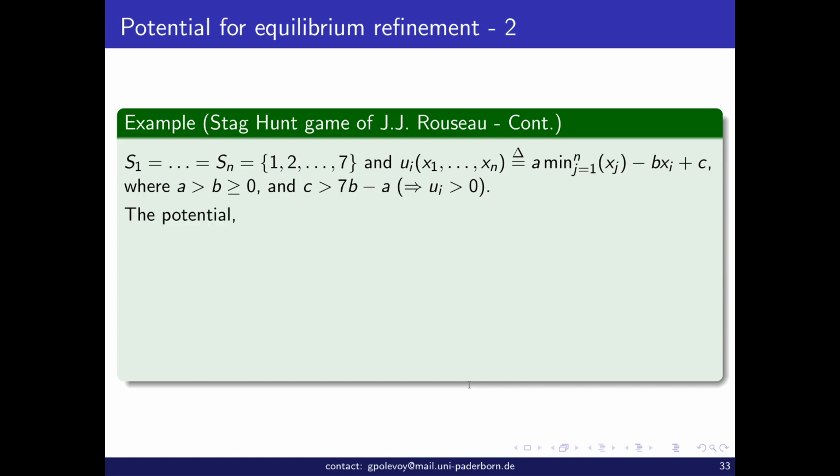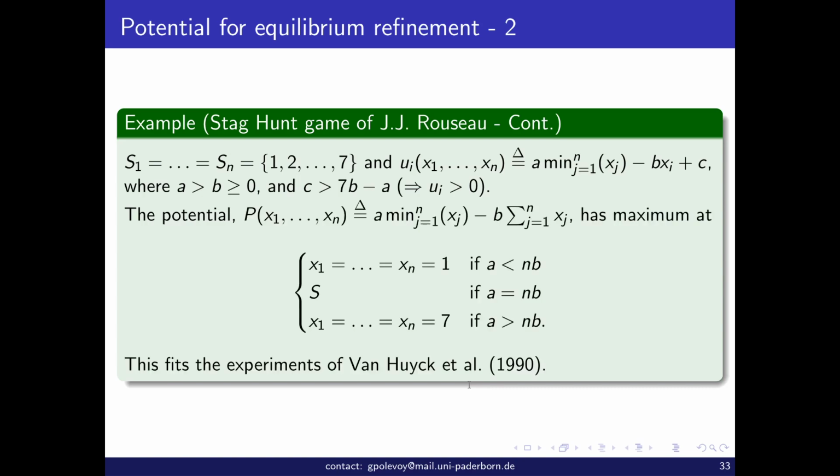And that's a potential game. And the potential is the following. It's like the utility. It's A times the minimum investment minus B times the total investment. Now, why? Because if a player changes what she does, her utility changes as A times the minimum investment minus B times her investment. And that's exactly the change to the potential. So A times the minimum investment minus B times the total investment, if one of the players changes.